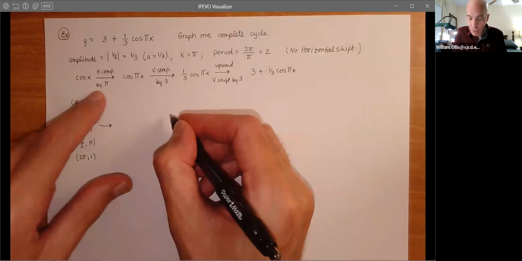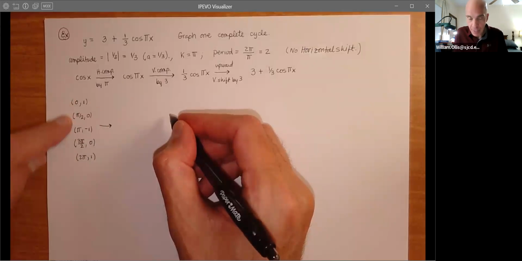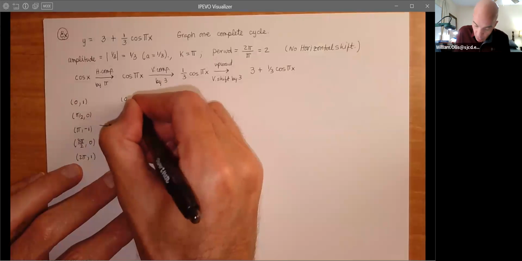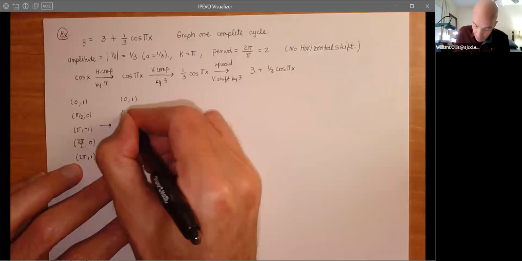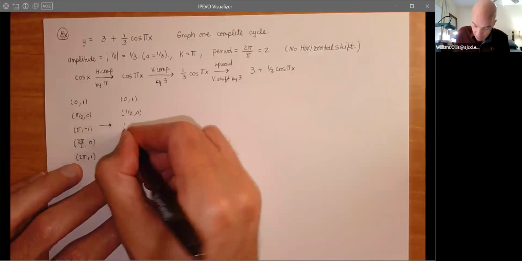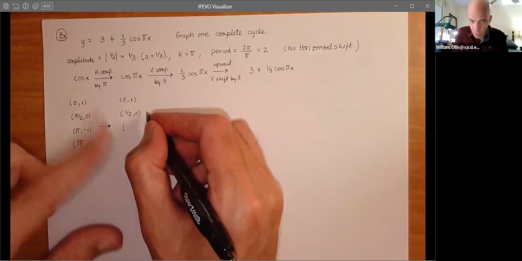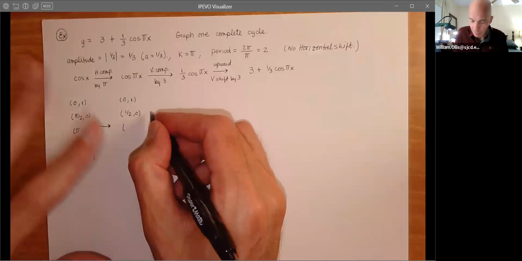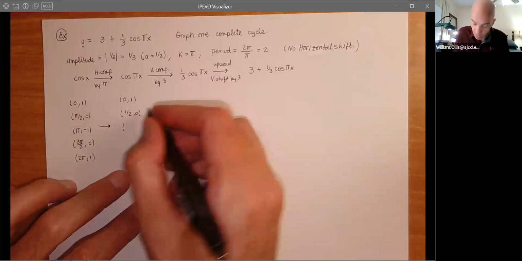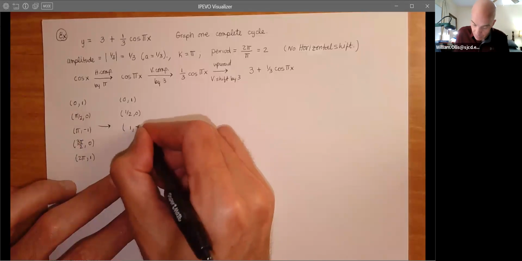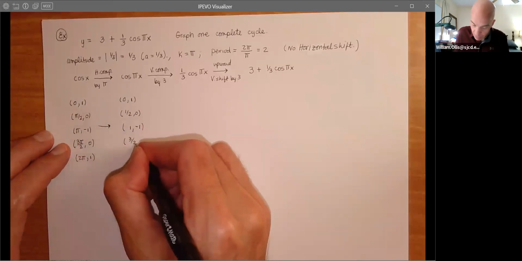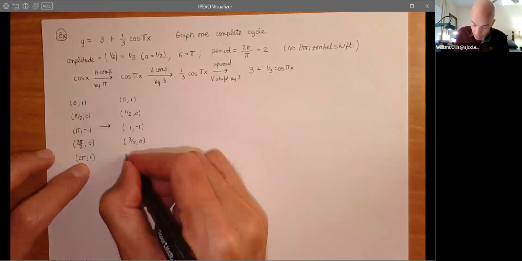So for the horizontal compression by pi, we divide all of the x coordinates by pi. So we get 0, 1, 1/2, 0. And then of course, I won't do the common denominators here. That'll be clear, but again, we did it with the last one because it wasn't as clear. Divide by pi, we get 1. Divide by pi, we get 3/2. Divide by pi, we get 2.